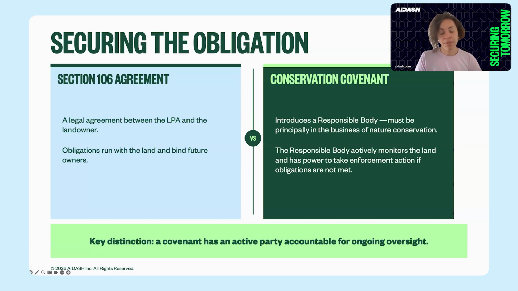The key difference between the two is that the Conservation Covenant adds an additional layer of accountability, and that is through the responsible body. The responsible body is an organisation which will actively monitor how that obligation is being acted upon, and they have the power to enforce action if obligations aren't met.